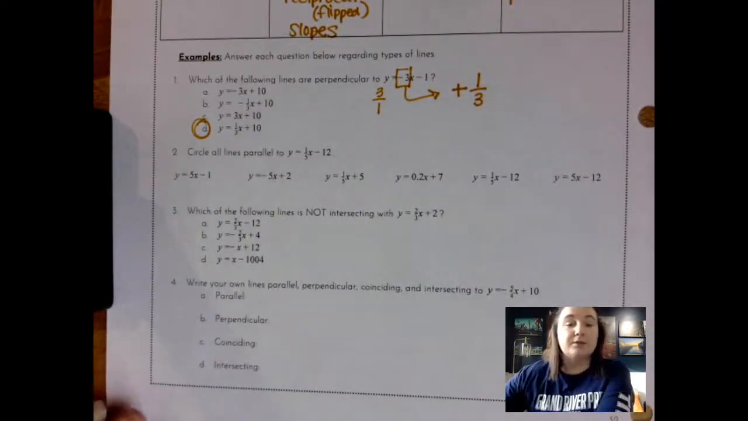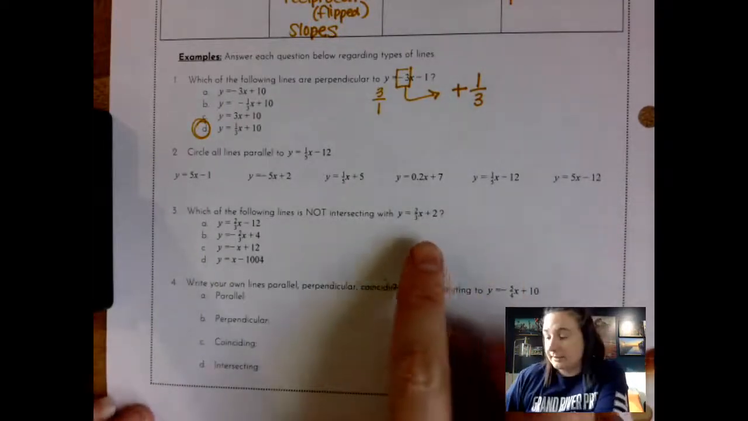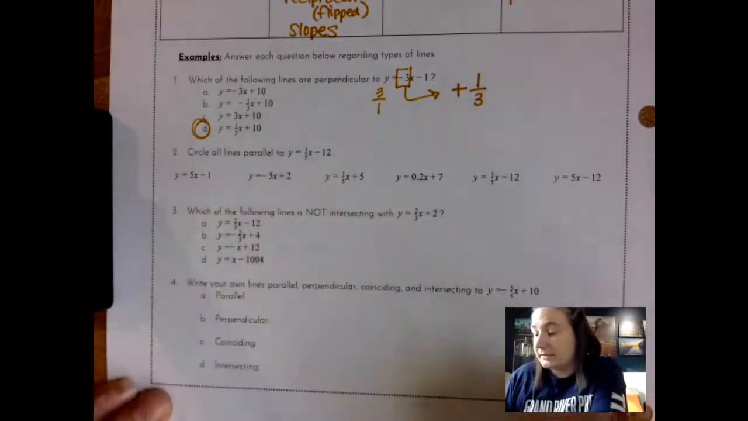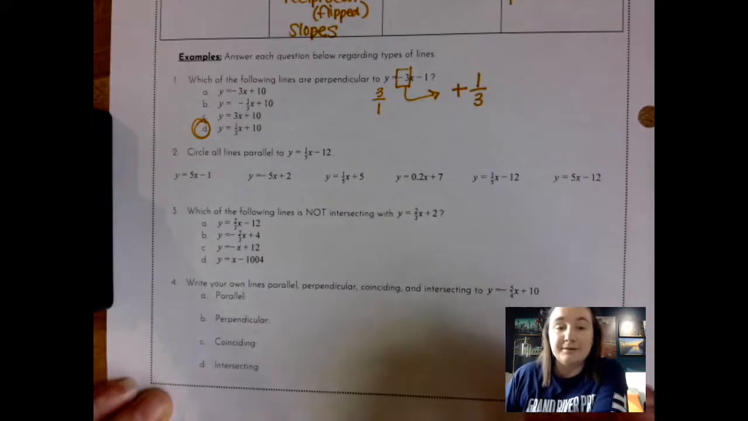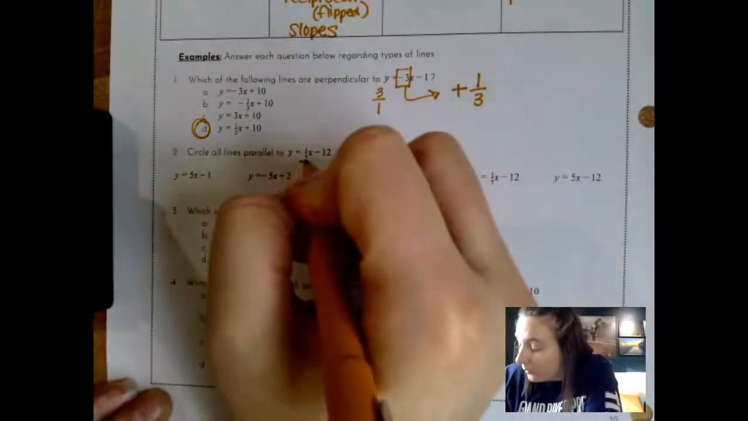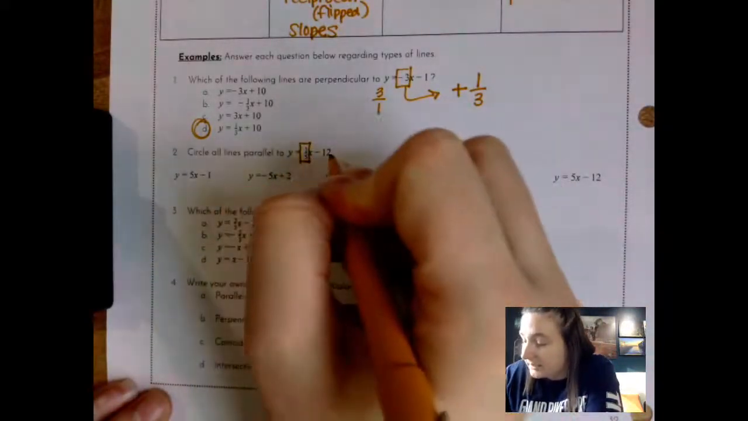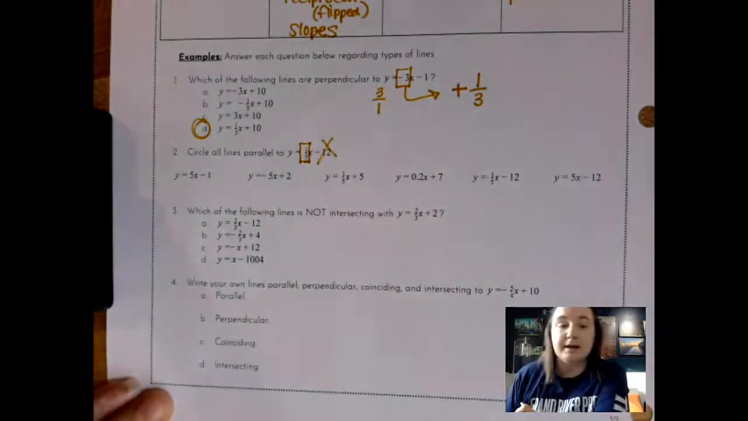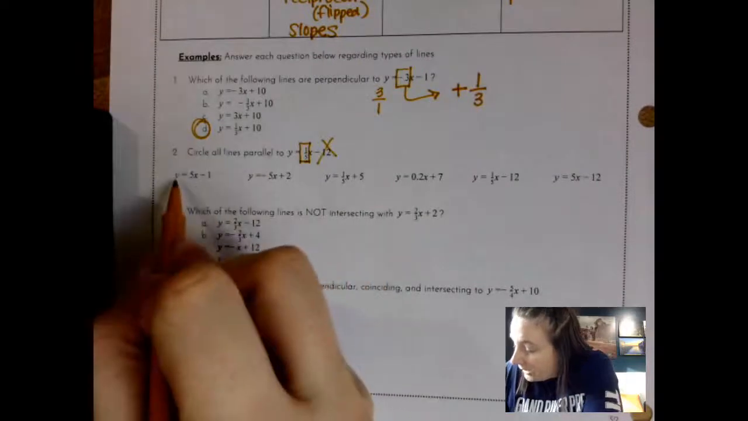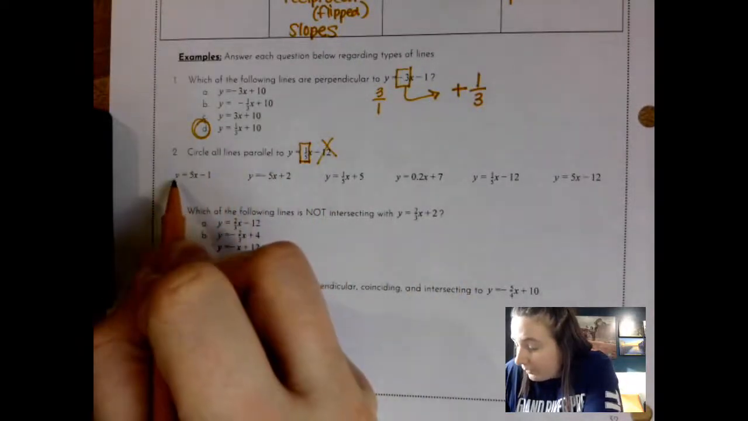The second one, circle all lines that are parallel to this line. Well, parallel means that it has the same slope but a different y-intercept. So I'm looking for 1/5 to be the same, but it cannot be -12. So I'm going to go ahead and cross out anything that does not have 1/5.